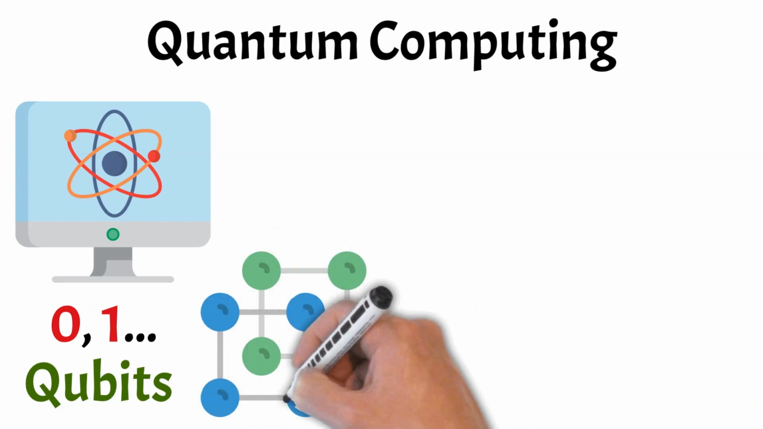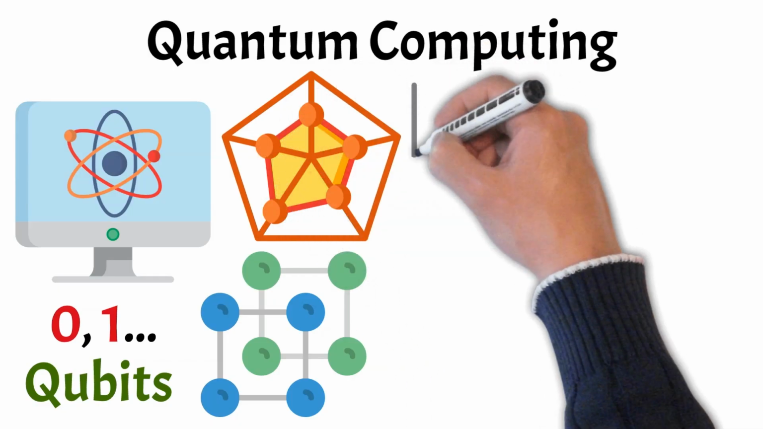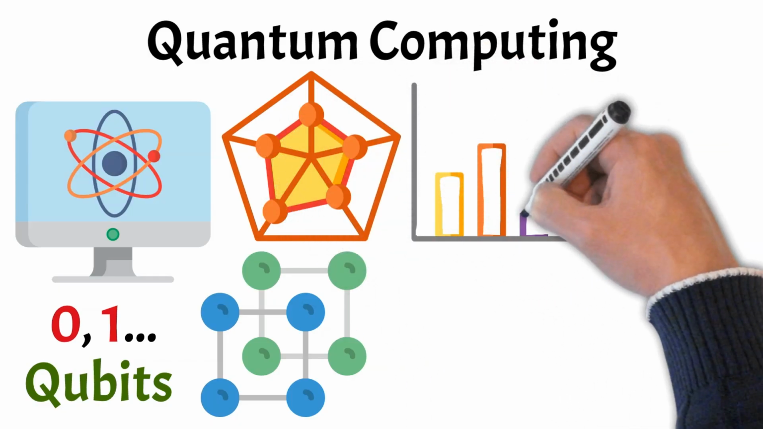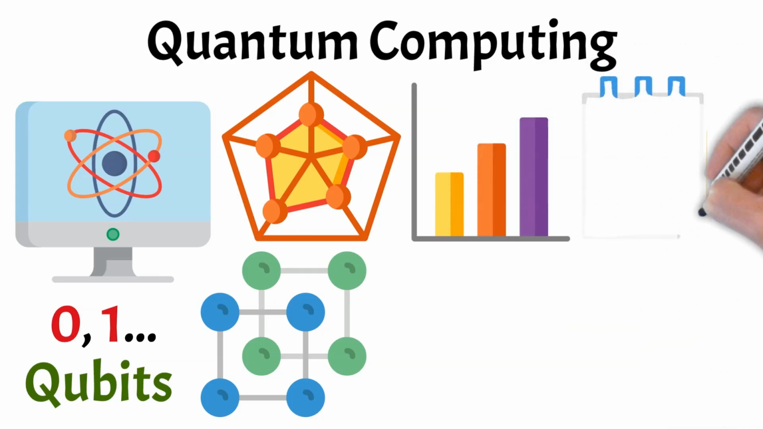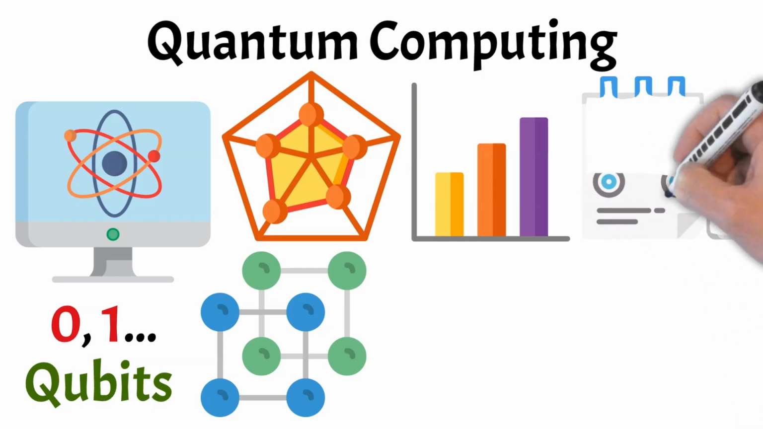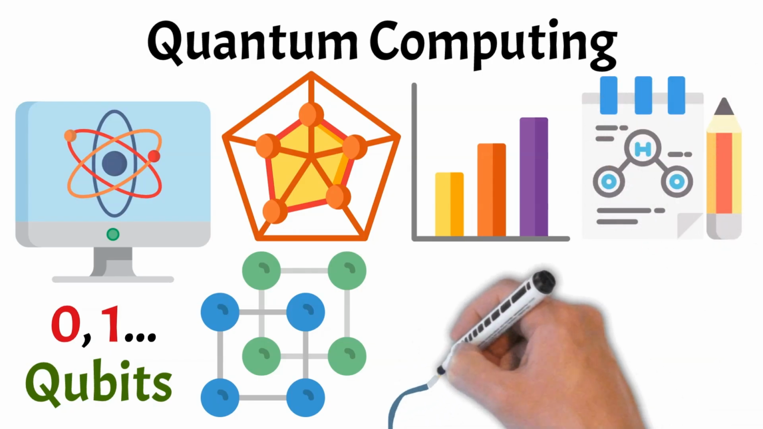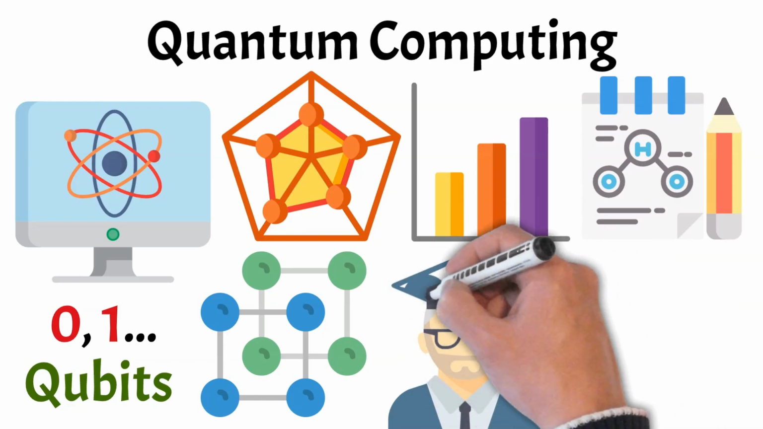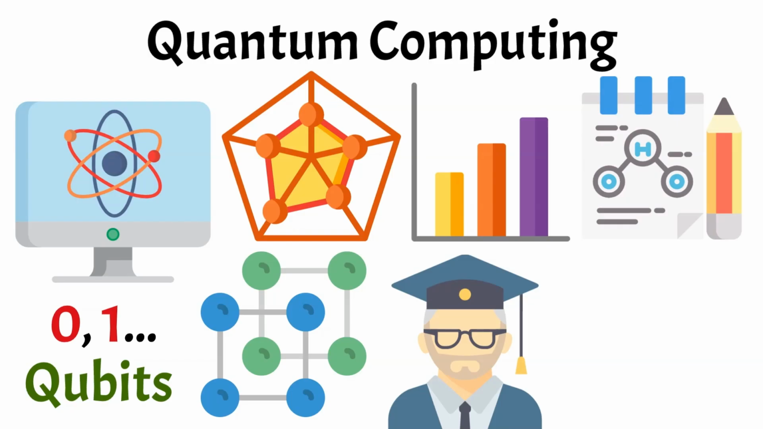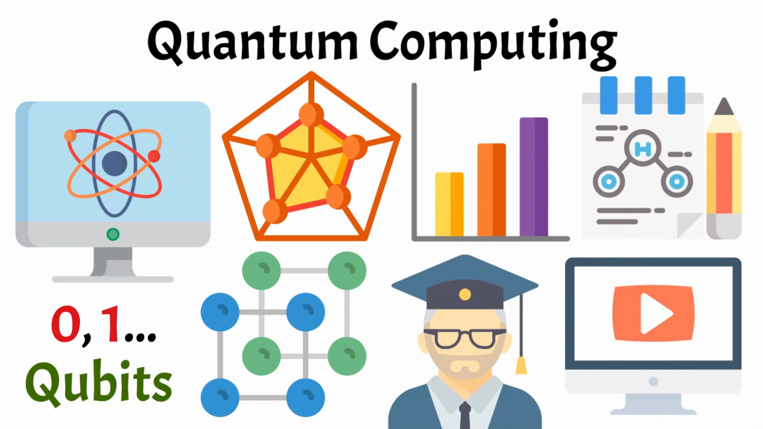This, along with quantum entanglement, allows them to perform certain calculations exponentially faster than traditional computers. While still in its early stages, quantum computing has the potential to revolutionize fields like cryptography, material science, and complex simulations. Researchers are actively working on making quantum computers more stable and scalable, bringing us closer to unlocking their full potential. For a deeper dive into quantum computing, check out our separate video.